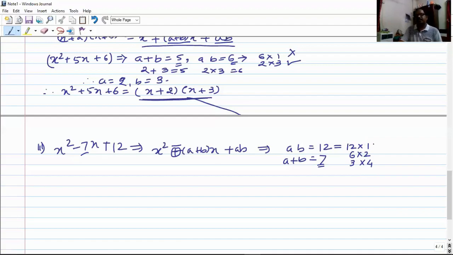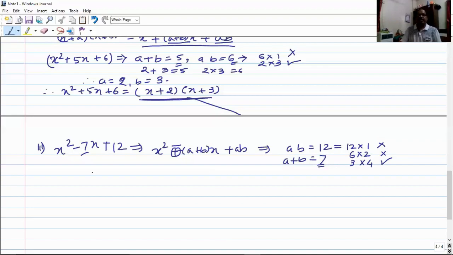Is 12 plus 1 equal to 7? No, it is not 7. Is 6 plus 2 equal to 7? No, it is also not equal to 7. Is the sum of 3 and 4 equal to 7? Yes, I can say the sum of 3 and 4 is 7. Clear? So now student, it is easy to get the factors for the given expression.